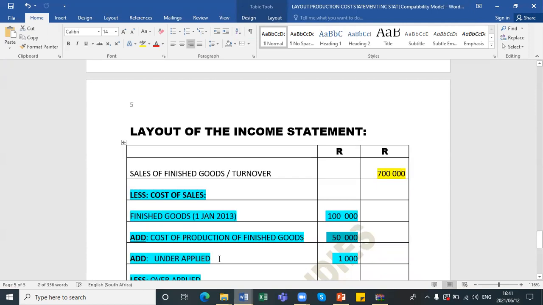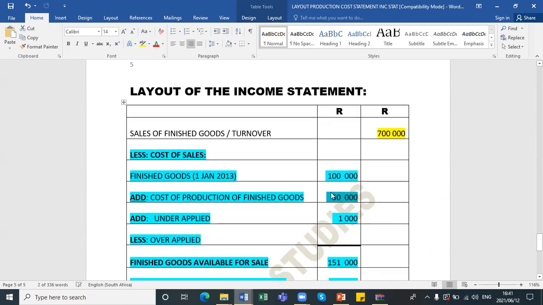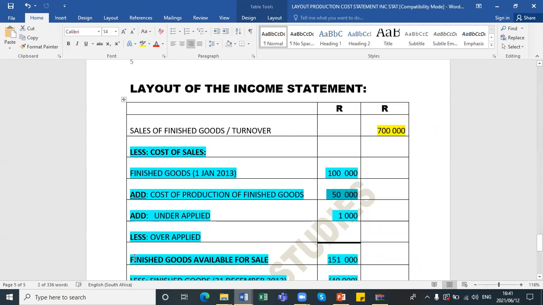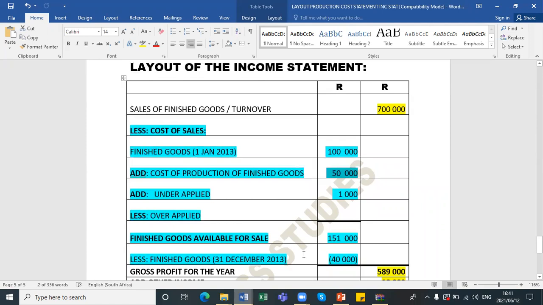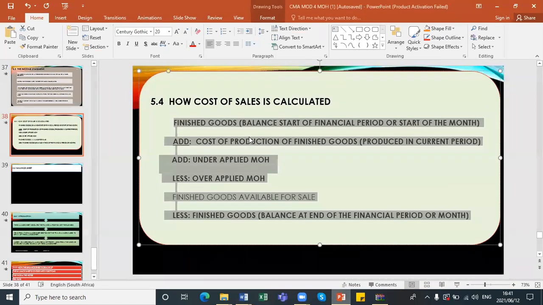If you had under applied, you say add. If it's over applied, you say less, but you can't have under and over applied. So you add these three amounts together and you call it finished goods available for sale. And then you say less finished goods at the end of the financial year. That's this information here.